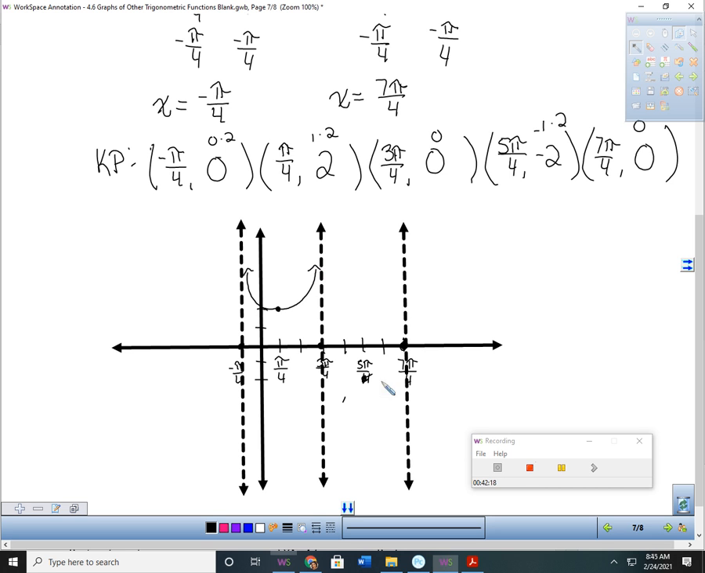And then the one on the bottom, we're going to do the same thing, but we're going to go down and down. And then you have graphed the cosecant.